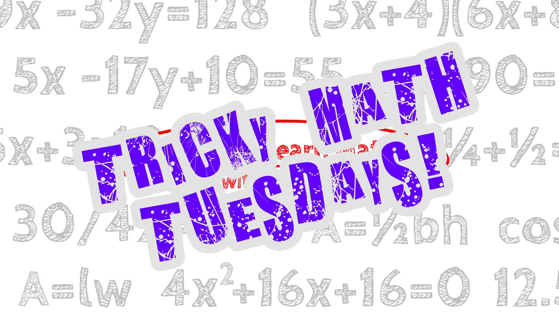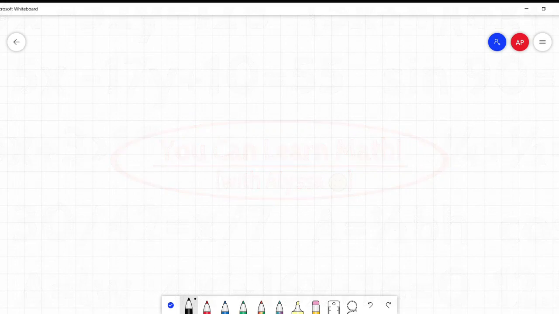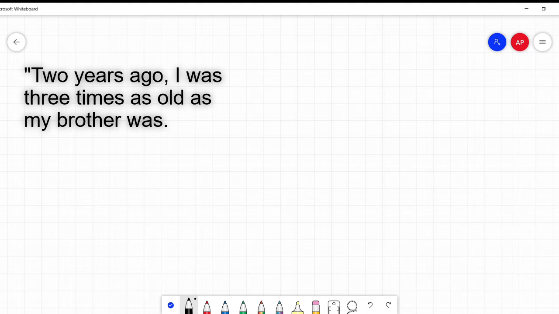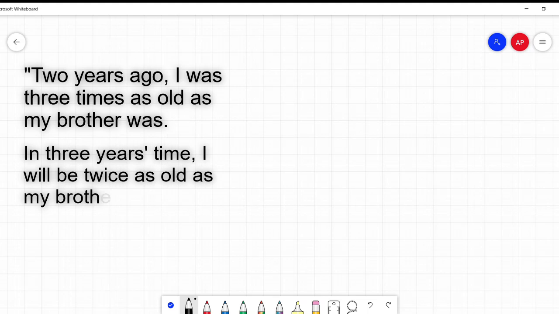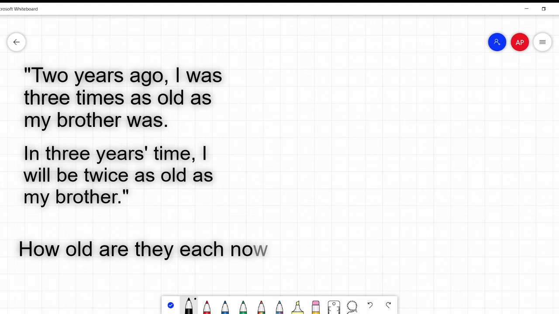Today's tricky math problem has to do with ages. It's a math riddle that is talking about a comparison between two people's ages and giving you some clues trying to figure out what they are. So let's jump into this. A person says, 2 years ago I was 3 times as old as my brother was. In 3 years' time I will be twice as old as my brother. How old are they each now?